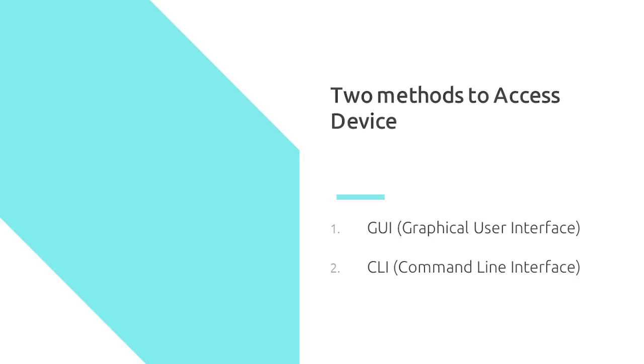Part 1. Two methods of accessing Cisco devices: GUI, Graphical User Interface, and CLI, Command Line Interface. In this session, we are going to learn about the CLI method.